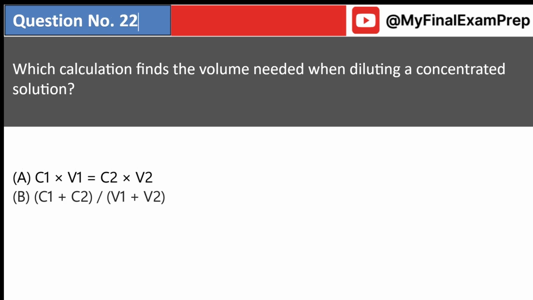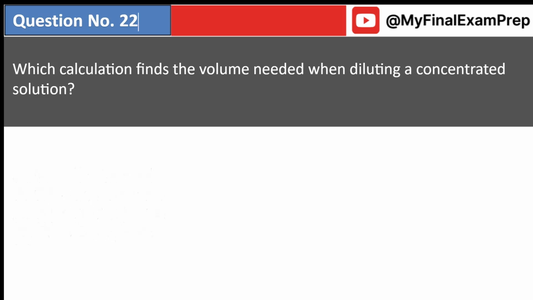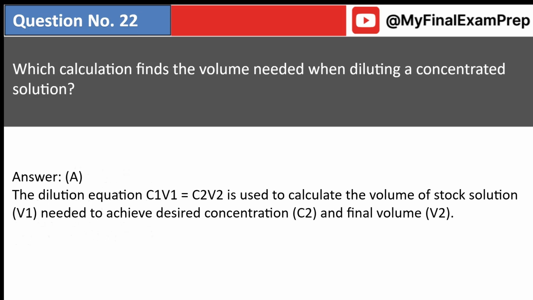Which calculation finds the volume needed when diluting a concentrated solution? A. C1 times V1 equals C2 times V2. B. C1 plus C2, / V1 plus V2. C. V1 times V2, / C1 times C2. D. C1 minus C2 equals V1 minus V2. Answer A. The dilution equation C1V1 equals C2V2 is used to calculate the volume of stock solution, V1, needed to achieve desired concentration, C2, and final volume, V2.